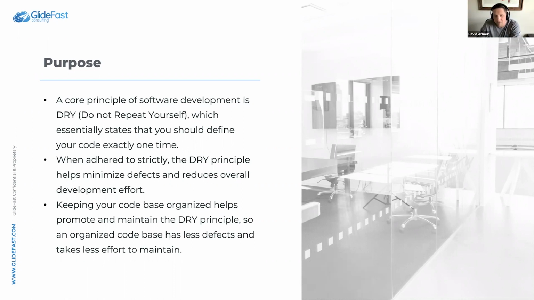Well, I have a core belief in one of the principles we're about to mention, the DRY principle: do not repeat yourself. Code should be defined one time in one place. Anytime that code needs to be used, it's referenced from that one place. So if for some reason I need to change that functionality in the future, I change it in one place rather than 50 places.